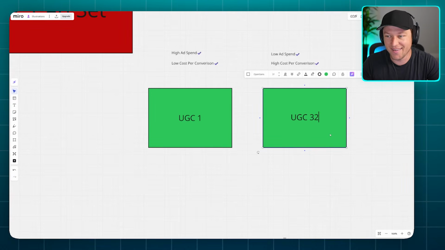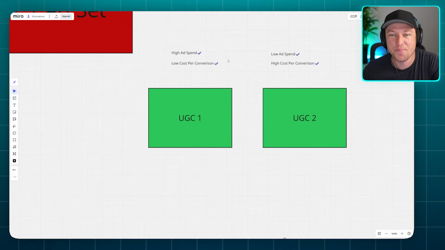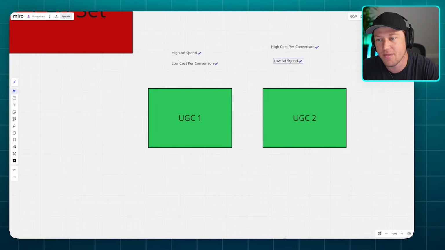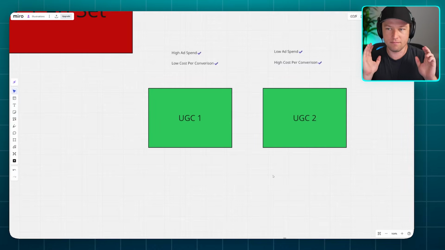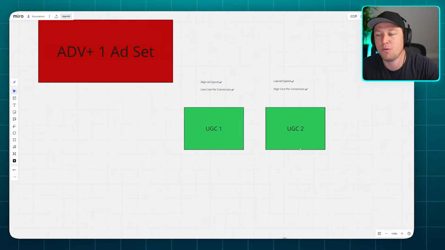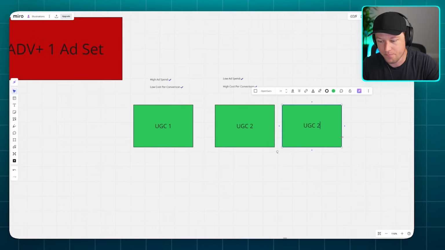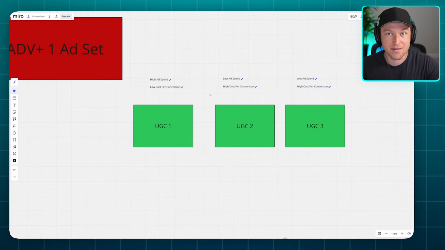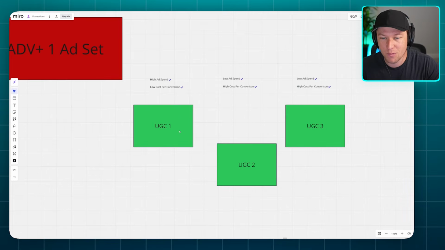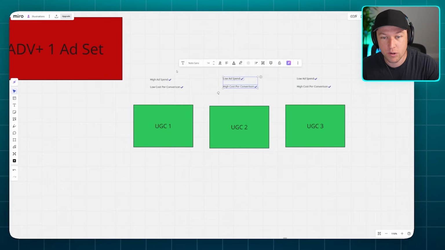Okay, so if we have a scenario where both are very, very similar, we can even say these are the exact same in the funnel, like same ad spend or very close, same cost per conversion or very close, then what we'll want to do is add in another video format in here and have the same test applied. And we're going to then cycle out whichever one has the worst results in here.